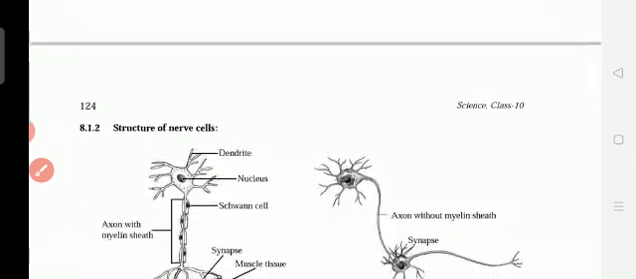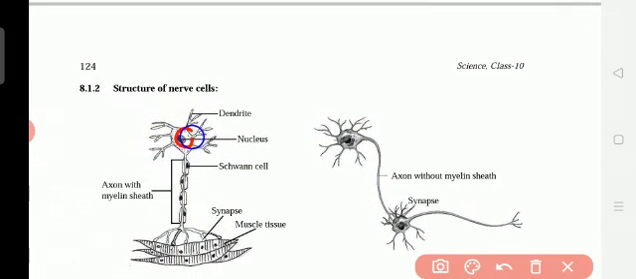Now for example, when we see inside this nerve cell, cytoplasm is there and next the cell membrane is there. This is the cell membrane. From this cell membrane and cytoplasm, a dendrite has grown. Not only the dendrite, one long axon has also grown. This axon was covered with the myelin sheath. In the myelin sheath, a Schwann cell also is there.